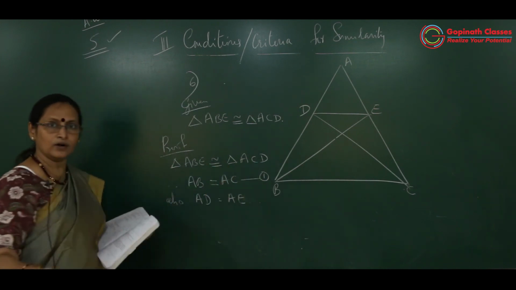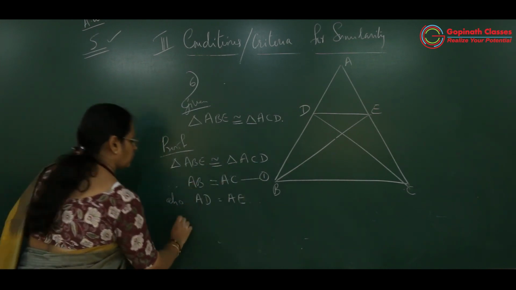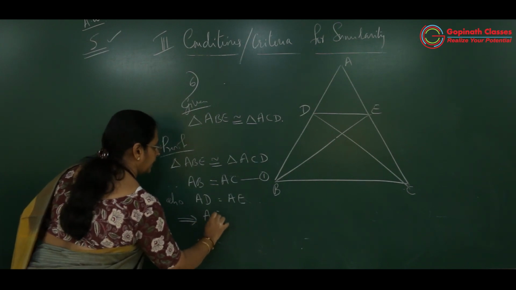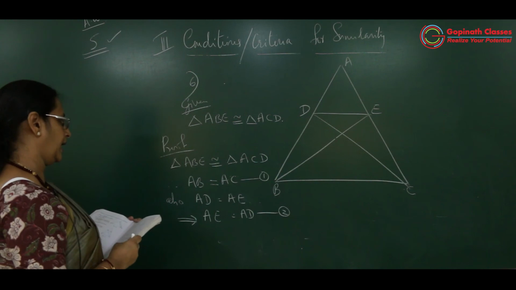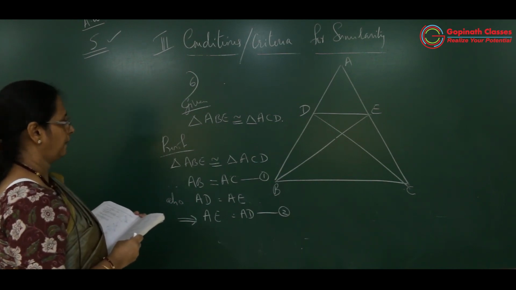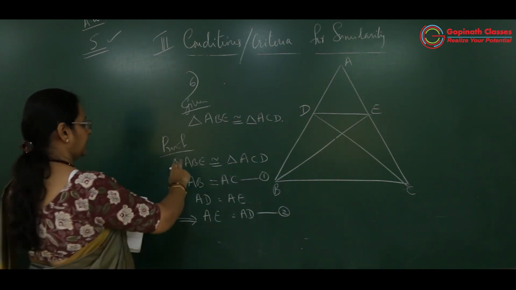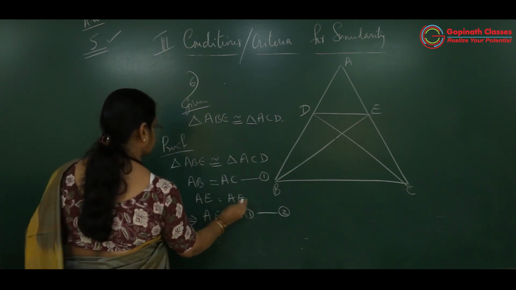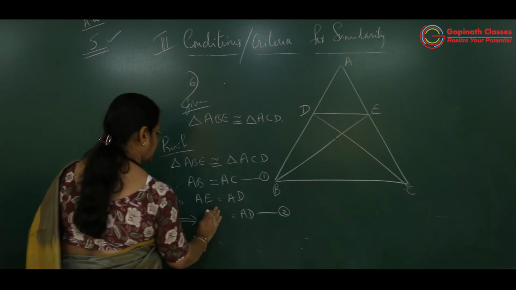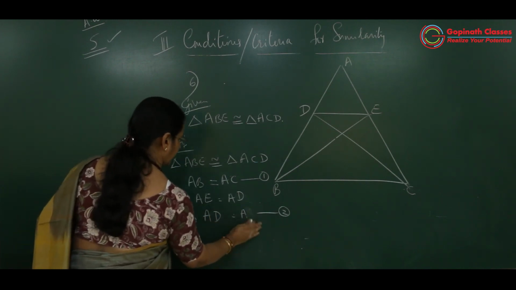अगर x equal to y है तो y equal to x भी है. So what does this mean? AE is equal to AD. Put it as statement number 2. I'm sorry, here AD is equal to AE. Here AE is equal to AD. That means AD is equal to AE.